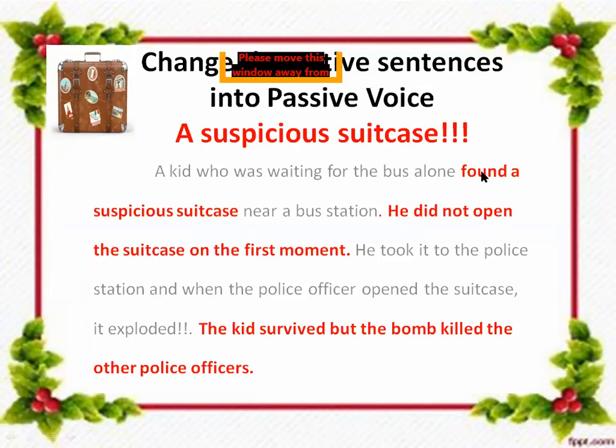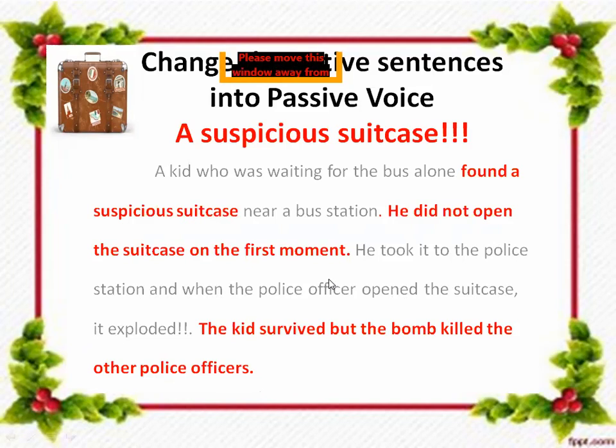Now you have to change these sentences which are written in the red color into passive voice. Near a bus station. He did not open the suitcase on the first moment. He took it to the police station, and when the police officer opened the suitcase, it exploded. The kid survived, but the bomb killed the other police officers. It means that in that suitcase there was a bomb. So that's why obviously it was a suspicious suitcase.